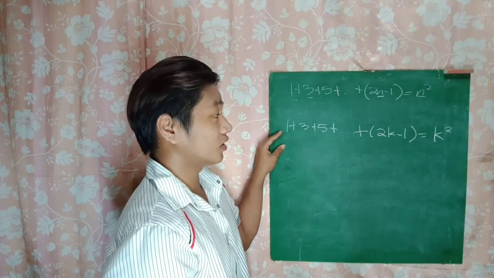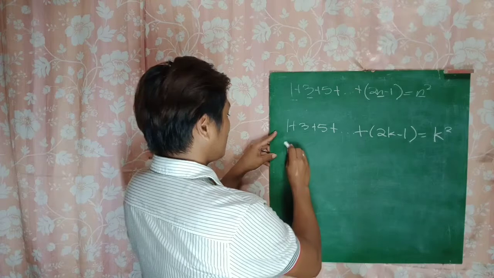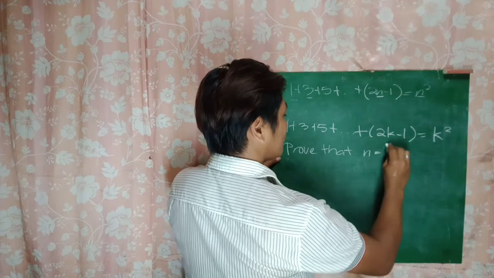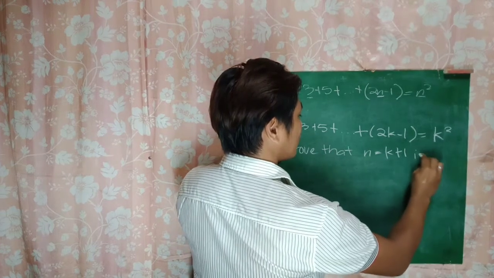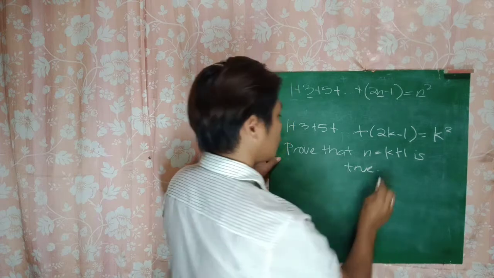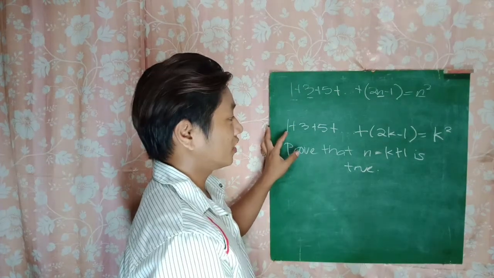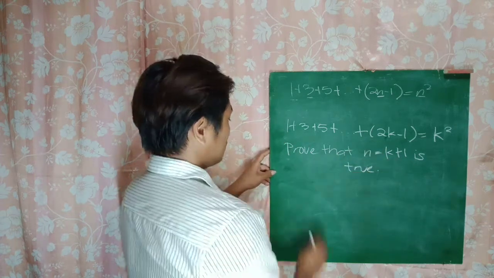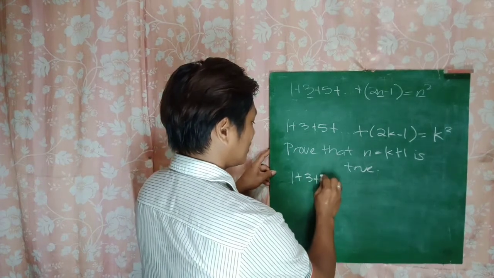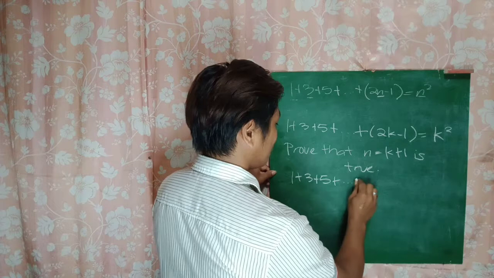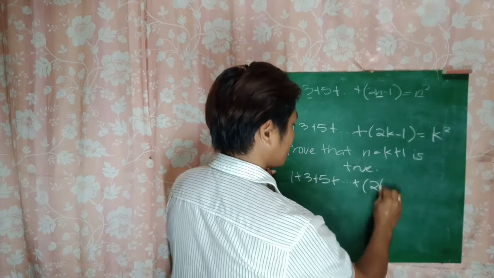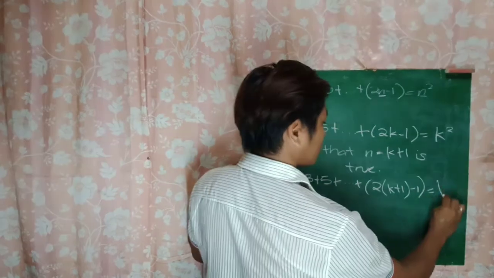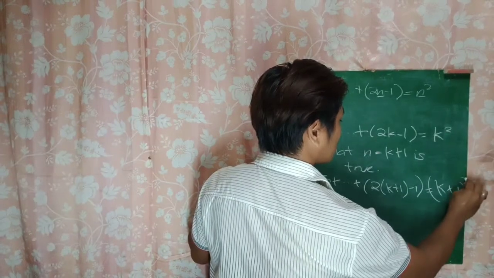If we're going to prove this, we need to prove that n equals k plus 1 is true. Upon proving this equation, we need to substitute the value of k into 2k plus 1. So the equation will look like this: 1 plus 3 plus 5 plus ... plus 2 times k plus 1 minus 1 is equal to k plus 1 squared.